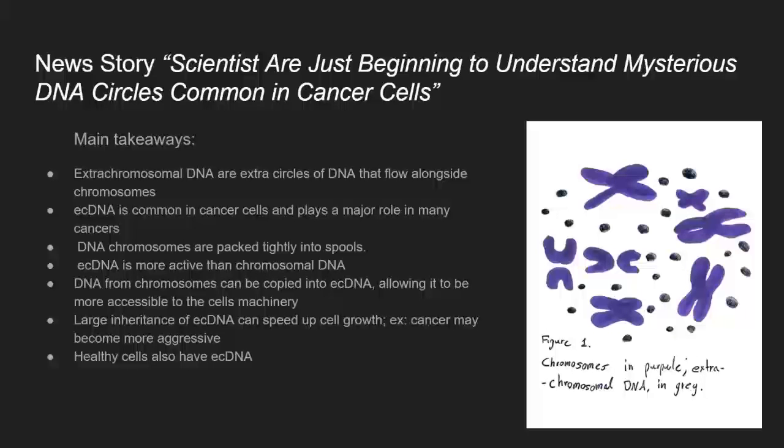DNA in chromosomes is packed tight into spools, meaning that all the DNA in these chromosomes is very, very compact. DNA from chromosomes can be copied into ecDNA, allowing it to be more accessible to the cell's machinery. Large inheritance of ecDNA can speed up cell growth. For example, cancer may become more aggressive, and healthy cells also can have ecDNA. All this information is from Zimmer, the author of this article.